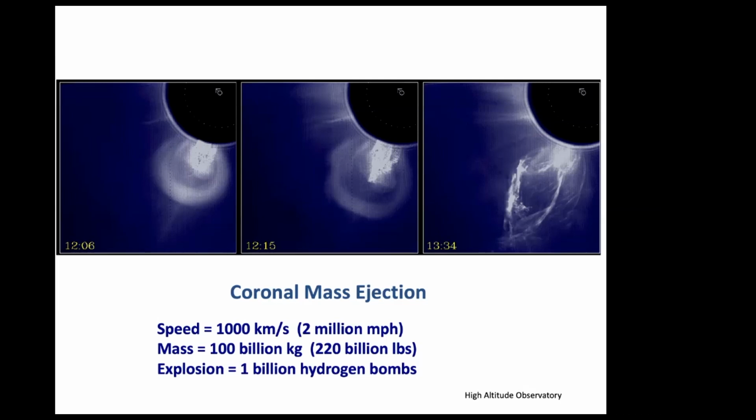Here's an example of a coronal mass ejection. It's a major explosion in the upper atmosphere of the sun, and as you can see during a coronal mass ejection, speeds can approach 2 million miles per hour. The mass can be 220 billion pounds, but the explosion power, if you like, is equivalent to 1 billion hydrogen bombs. So when a coronal mass ejection is pointed at the Earth and it hits the Earth, it'll have a major effect on ionosphere thermosphere weather.